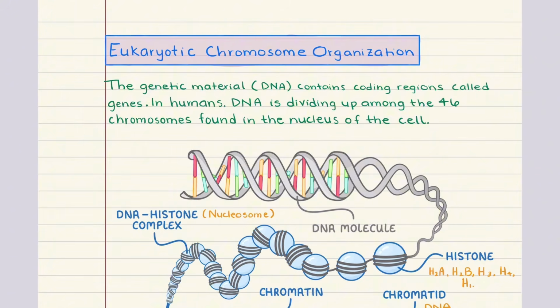DNA contains regions called genes, and these encode proteins and other functional molecules. In humans, all of this genetic information is divided up among 46 chromosomes, which are found in the nucleus of each cell. But how do you fit over 2 meters of DNA into a microscopic nucleus? That's where chromatin structure comes in.